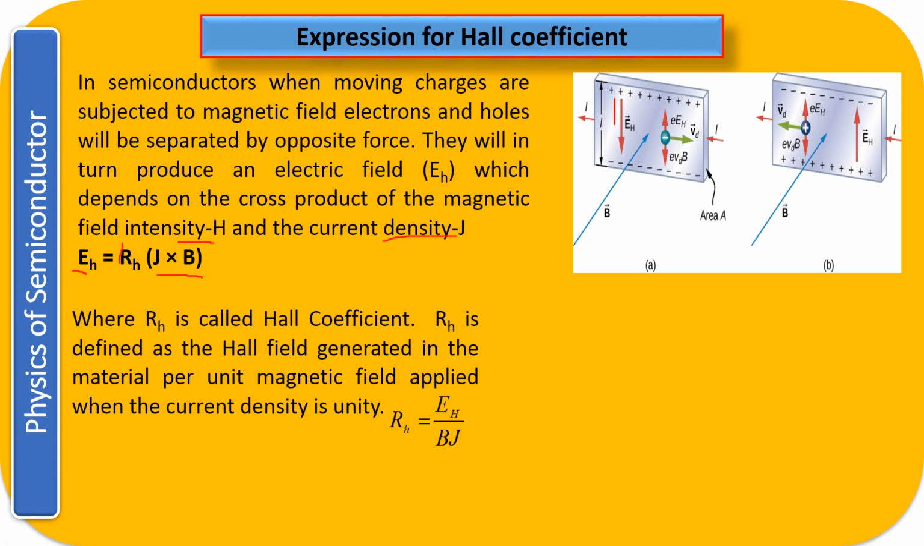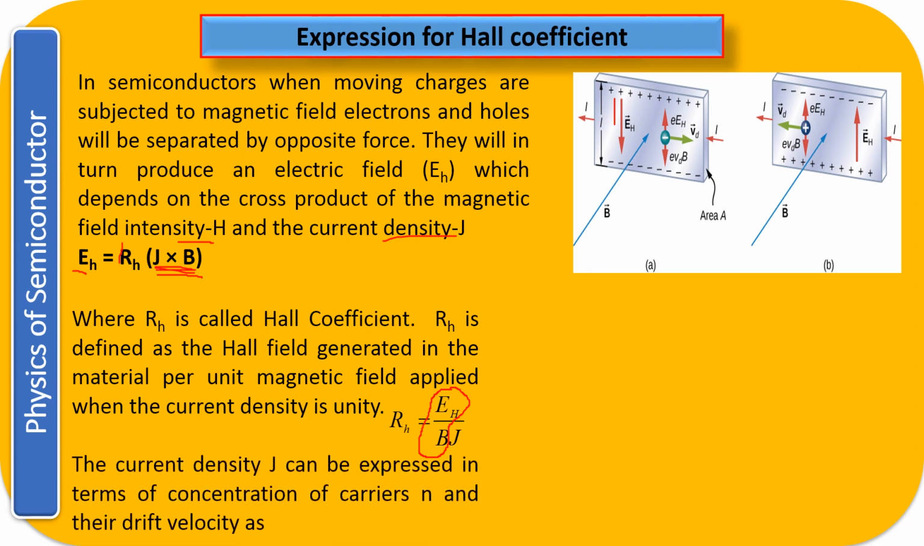Because, as you know, these two are perpendicular to each other, sine 90 degrees equals 1. So RH equals EH upon JB, or BJ, whatever you want to say. Now this EH upon B is called your drift velocity, right? So what we need to do is substitute the value of J over here and do the further calculation.